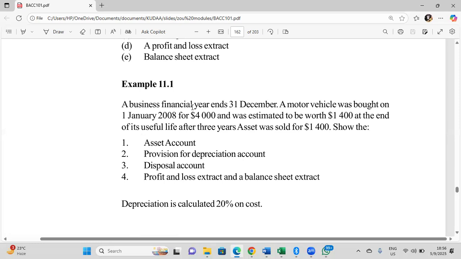Okay, so a business financial year ends 31 December. A motor vehicle was bought on 1 January 2008 for 4,000 and was estimated to be worth 1,400 at the end of its useful life, after 3 years. The asset was sold for 1,400. Show number one, the asset account. If you can take a peek at the question, please do so, so that when I leave the screen, you can be able to get those amounts.